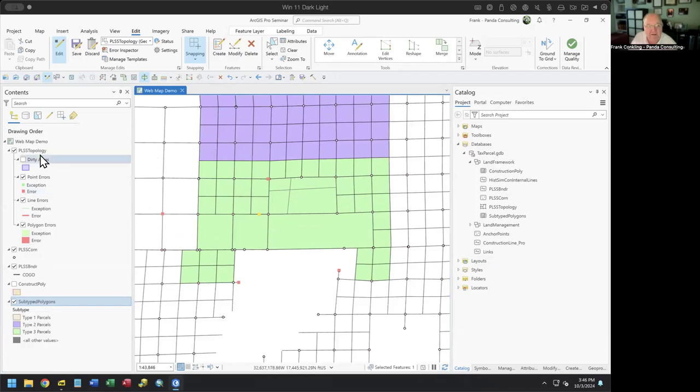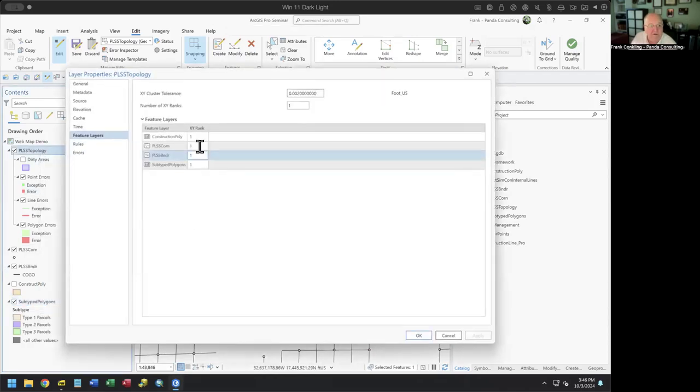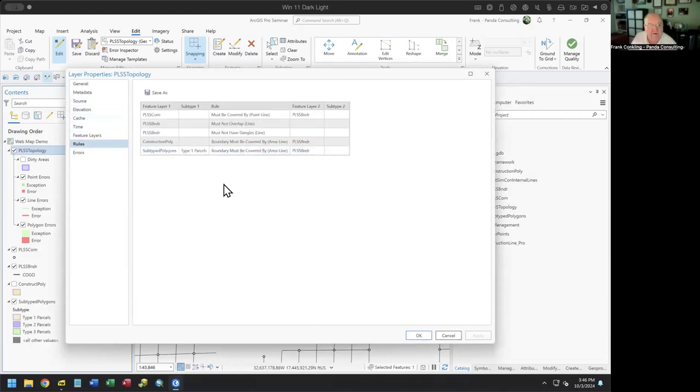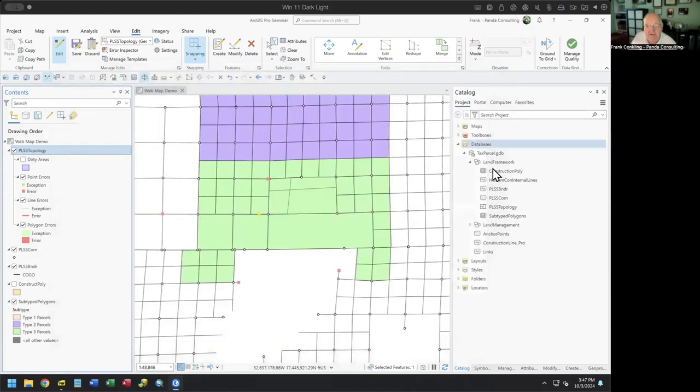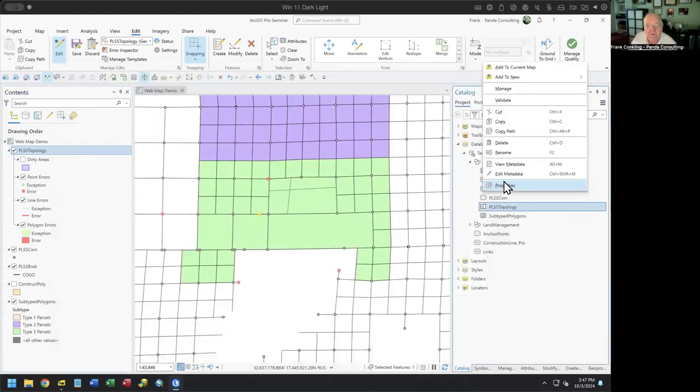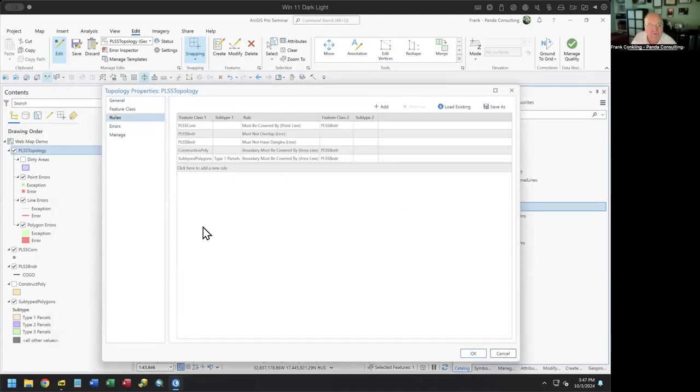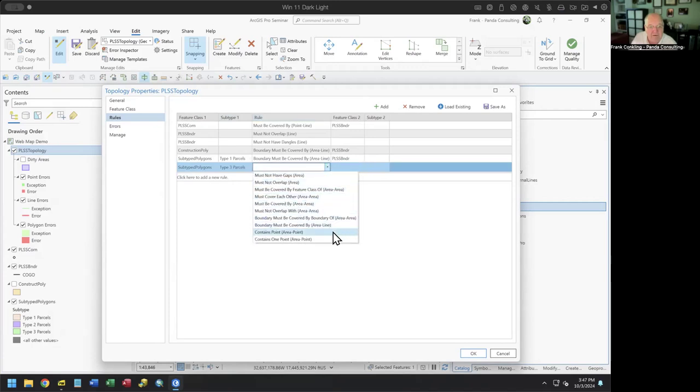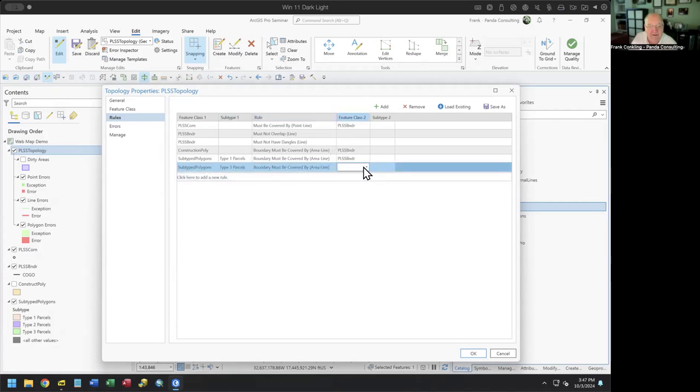Let's go back to the topology, look at the properties and the rules, and I'll add another rule now. Now notice here, since it's already in an edit session, I can't add this. So I need to go to my catalog view, go to my properties, to my rules, and now I can go and add a new one. And I'm going to call it type number 3. I'm going to say that the boundaries must be covered by lines. And I'm going to define the types of lines that these are to be covered by.